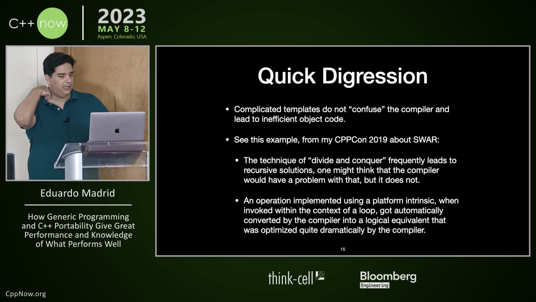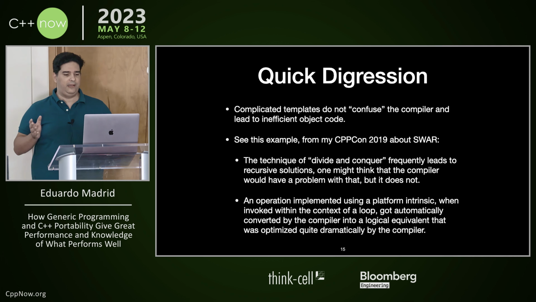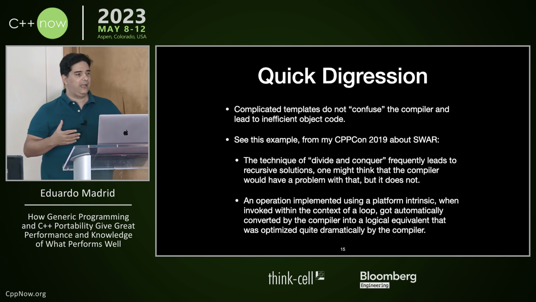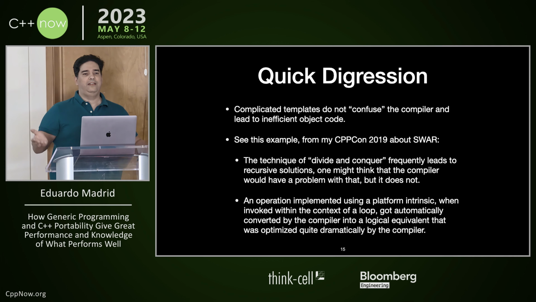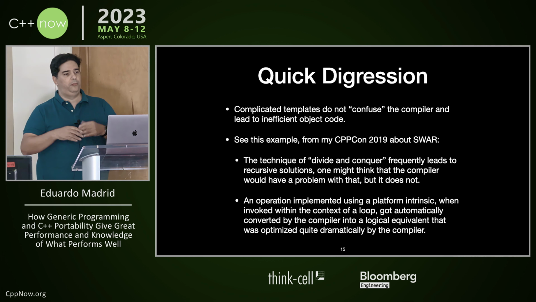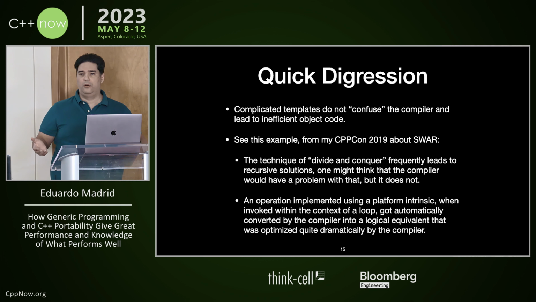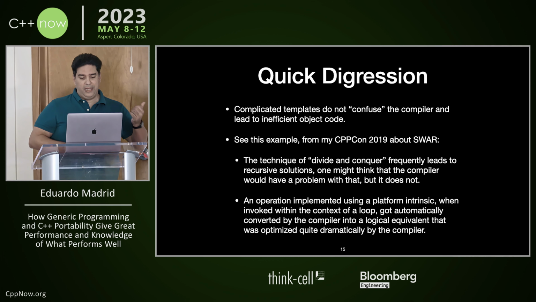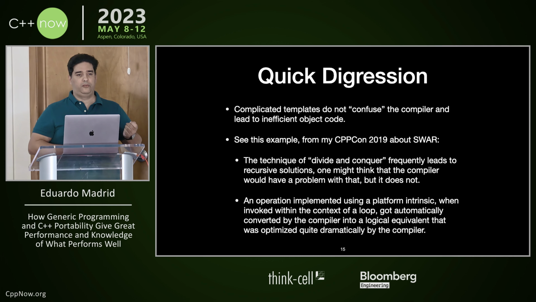But anyway, let's go for a quick digression that I want to dispel, because I have talked to a lot of colleagues who have the fear that if they make very complicated templates, then the compiler is going to do crazy things with those templates and generate, for example, bloated binary object code or inefficient code or anything of the sort, okay? And I'm going to call upon my example from CppCon 2019, my presentation about SWAR techniques.